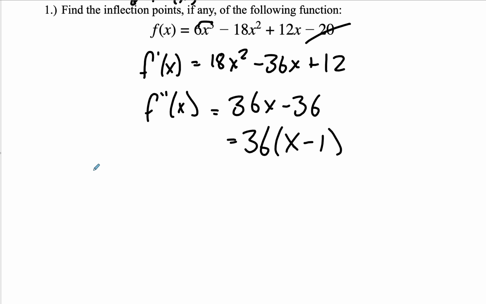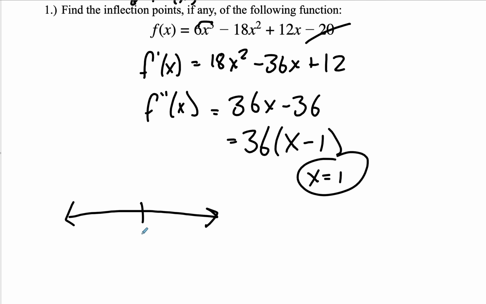Okay, and so what we discussed in class, and I know this was a few weeks ago, was that what you're supposed to do is find, first of all, the place where this is equal to 0. So this will be equal to 0 when x is equal to 1. And in order for this to be a point of inflection, the sign of the second derivative has to change between the left-hand side of 1 and the right-hand side of 1.